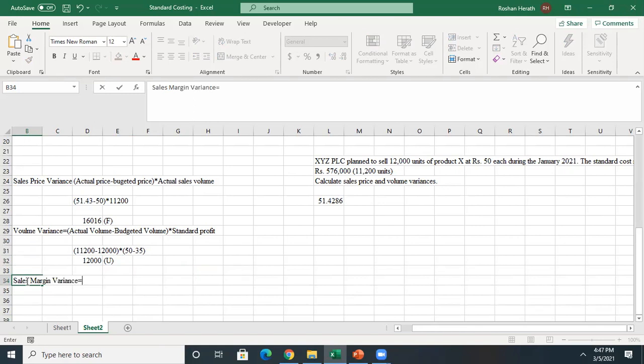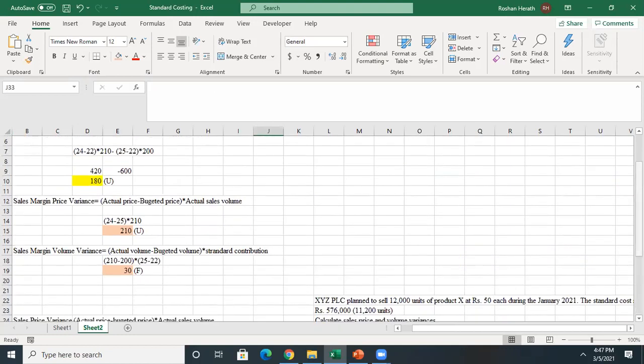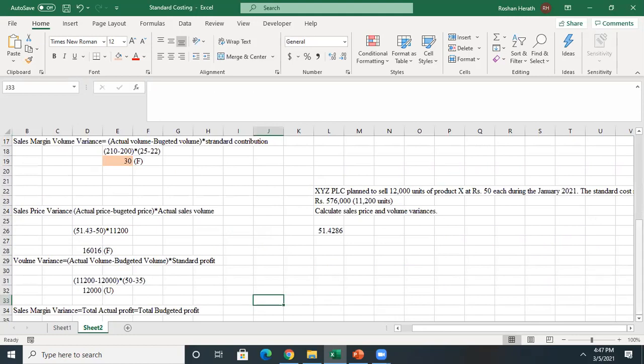It was about the actual total profit minus total budgeted profit, no? Budgeted. Earlier we went by the contribution, now it has to be replaced by the profit. The actual contribution, budgeted contribution. Yes, there we have it.